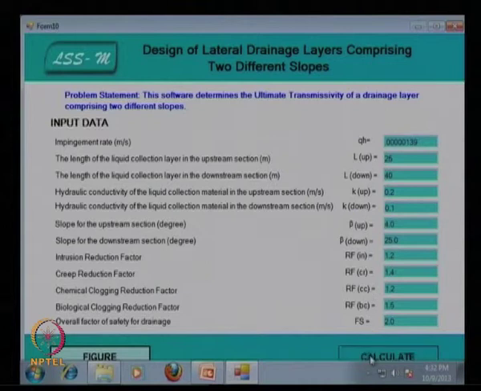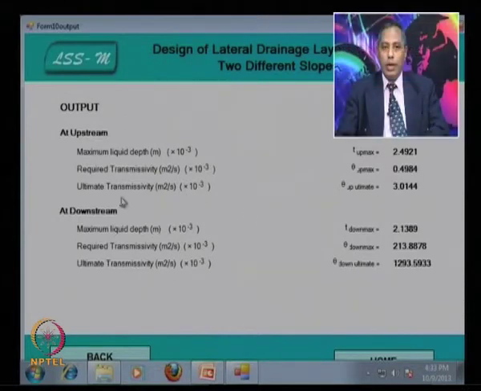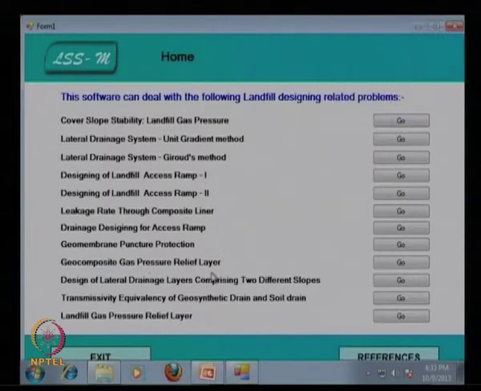These are all the reduction factors, and you calculate what is at upstream and what is at the downstream. So, you can obtain this value. Ultimately, you will have the required transmittivity value and the ultimate transmittivity value in the upstream. Also in the downstream, you can calculate the maximum liquid depth, the required transmittivity, and the ultimate transmittivity. So, this also you can calculate from this software.